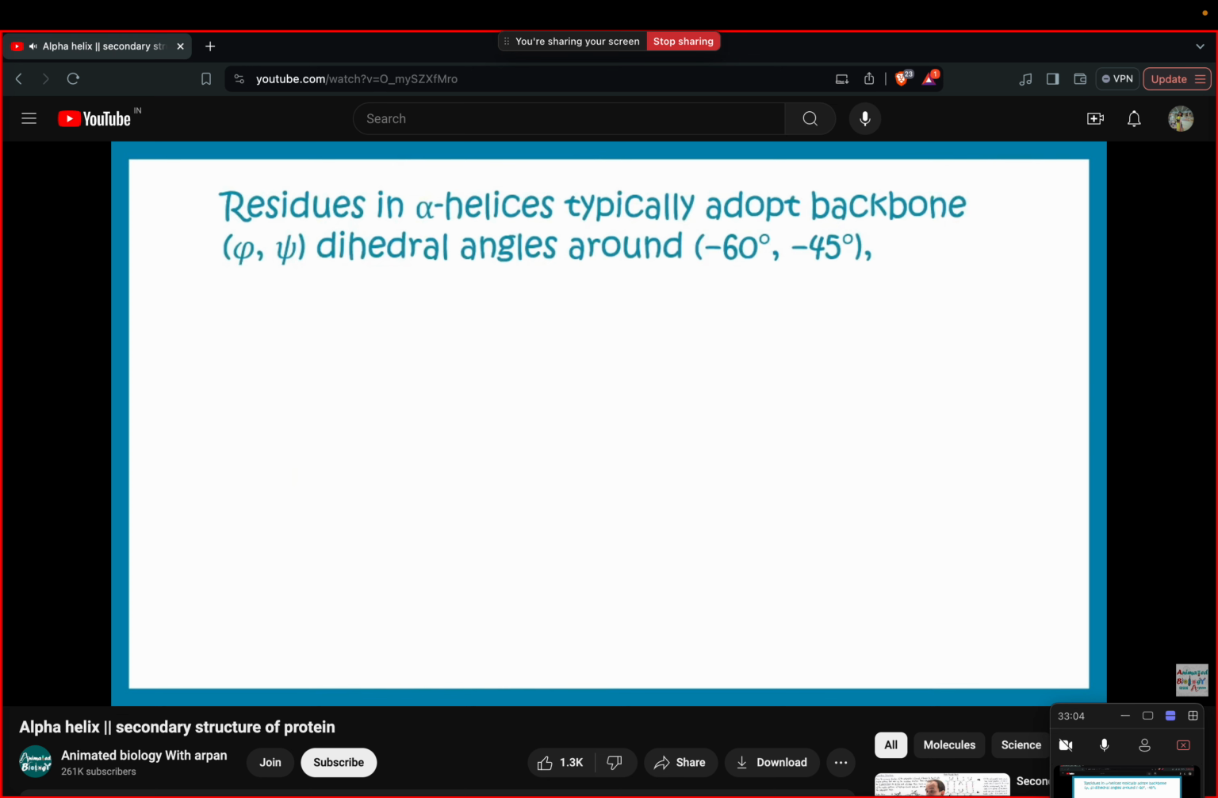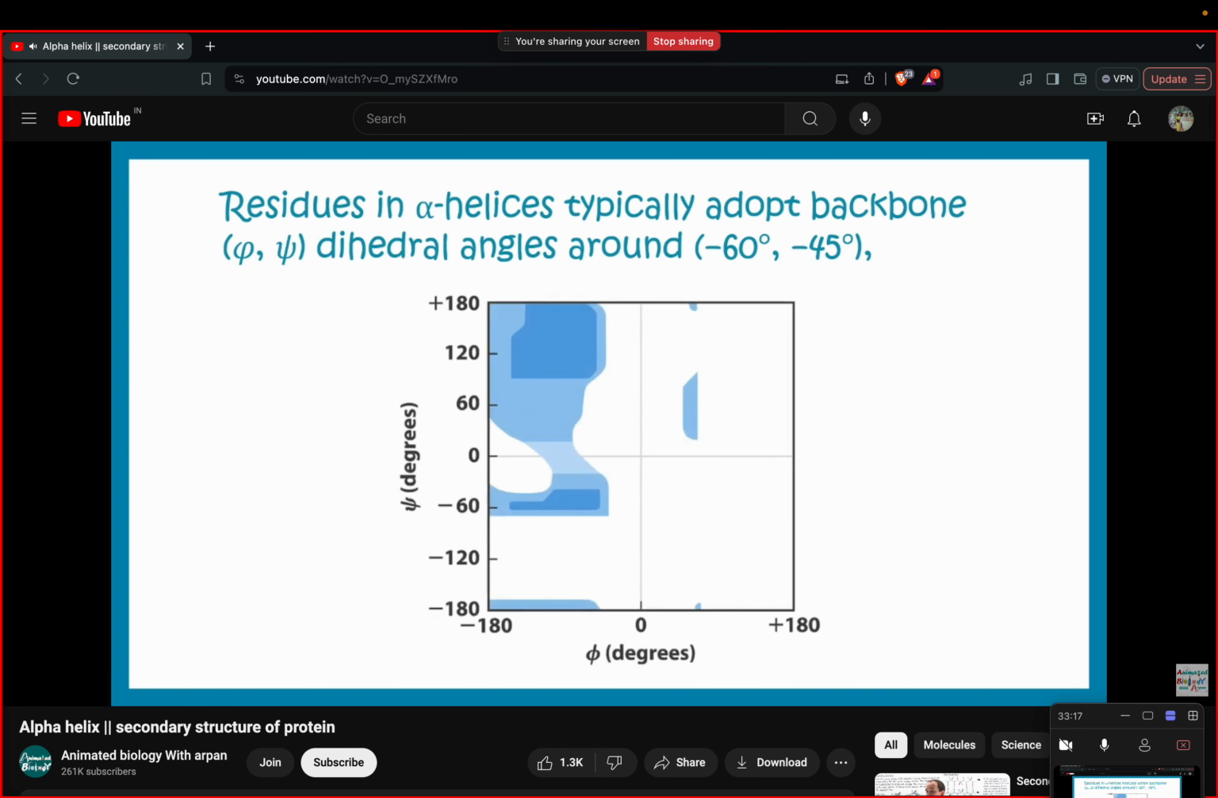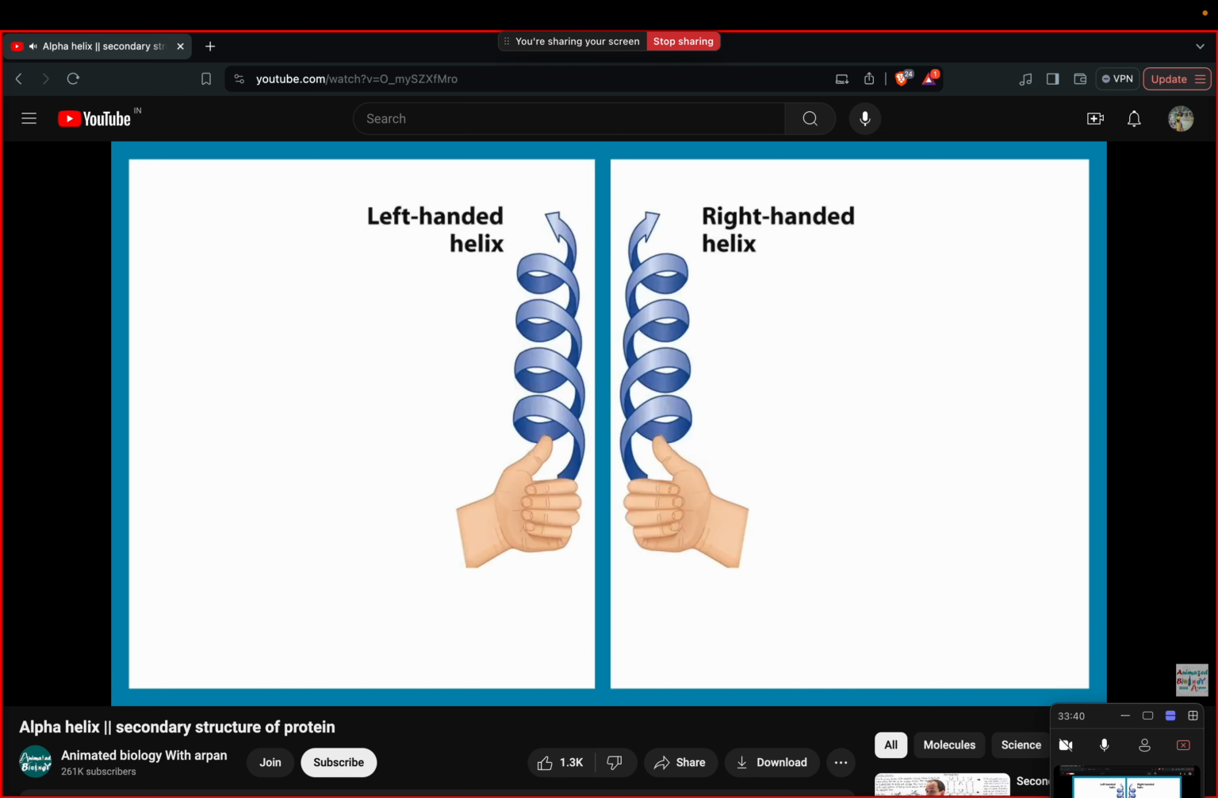Residues in an alpha helix typically adopt specific dihedral angles, and these dihedral angles are really important to define particular structural characteristics. And the map of dihedral angles is basically the Ramachandran plot. In this Ramachandran plot, the helix falls around minus 60 to minus 45 phi and psi angles. So the helix would correspond to this particular region. And there are different regions for other secondary structures such as beta pleated sheet or right-handed or left-handed helix.